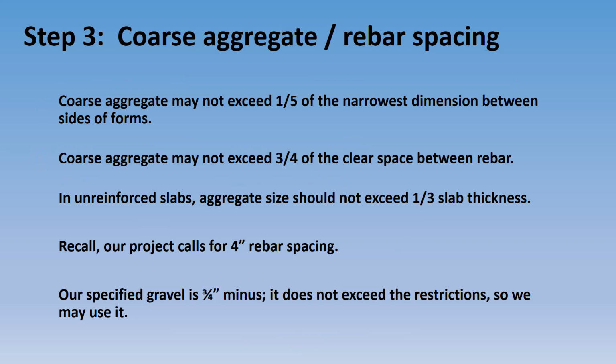Coarse aggregate may not exceed 3/4 of the clear space between rebars. Or if there's no rebar, so in unreinforced slabs, the aggregate size should not exceed 1/3 of the slab thickness. So you can recall from our project specs, our project is calling for a 4-inch rebar spacing, which means we're allowed to be up to 3/4 of the space between rebar. So we could be 3 inches big. That's a really, really big piece of aggregate.